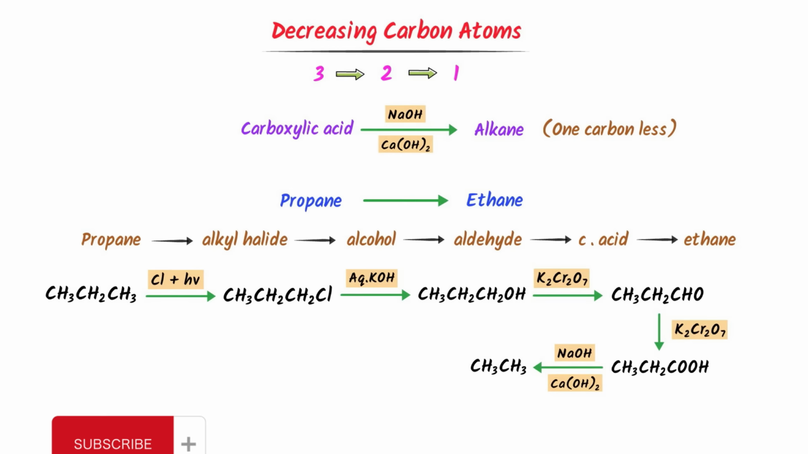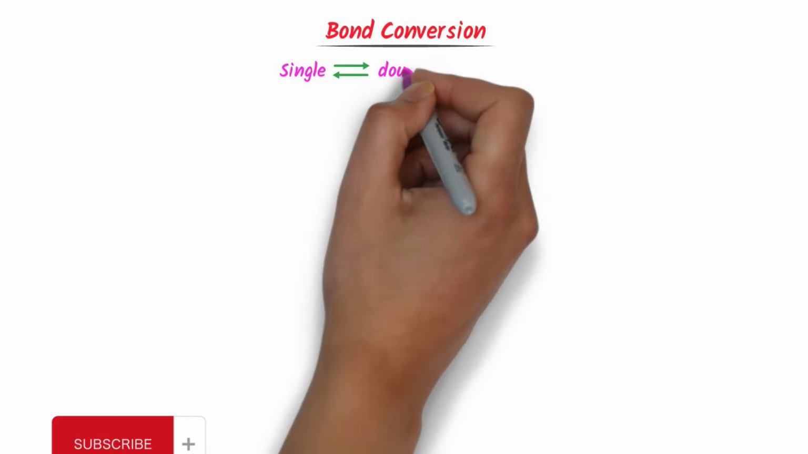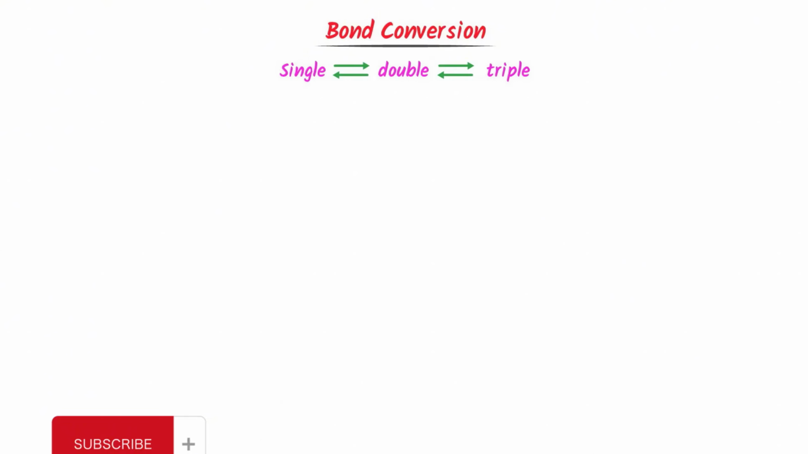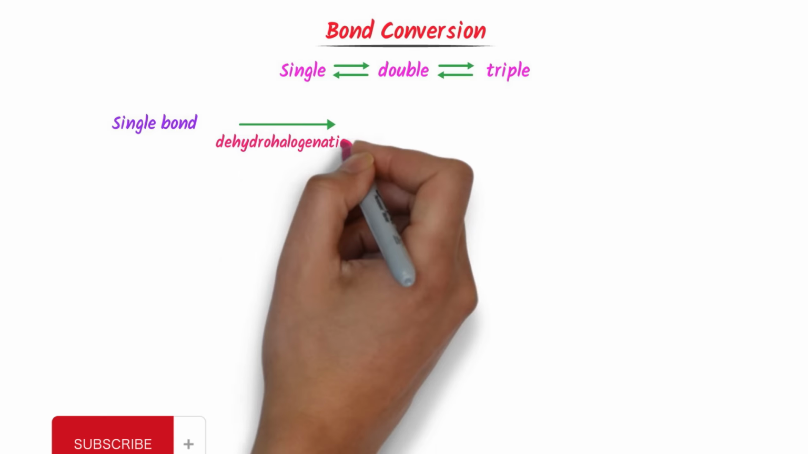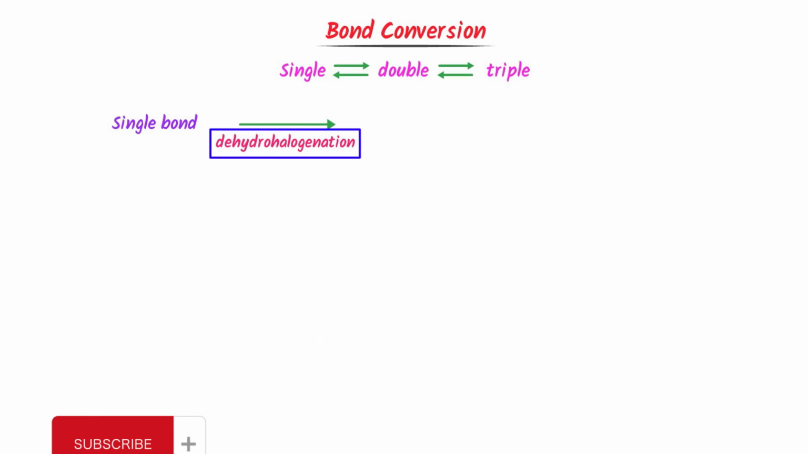Therefore, using these steps, we can downgrade the number of carbons in any alkane, like converting propane to ethane. Now the third type of conversion reactions are bond conversions. In these type of reactions, we convert bonds like single to double, double to triple, and vice versa. For instance, in case of single bond, we do its dehydrohalogenation.